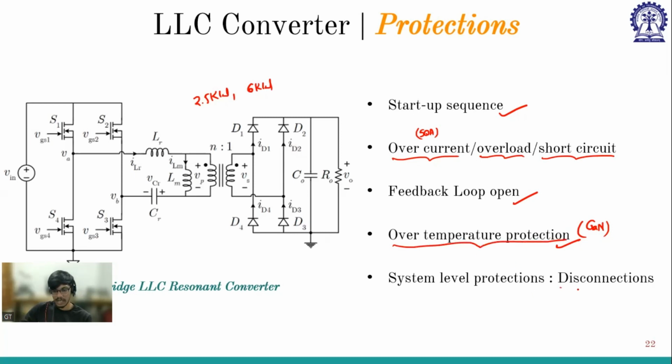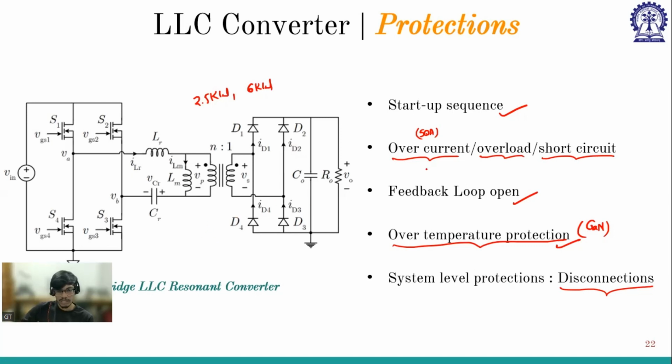Also, if there are any sudden disconnections, then our controller should take care of all these protections, and it should ensure that none of the components get damaged. There might be a situation where it gets damaged, but we need to ensure as much security or protection to the converter by means of code lines in the controller, so that our converter will not get damaged if there is some such issue.